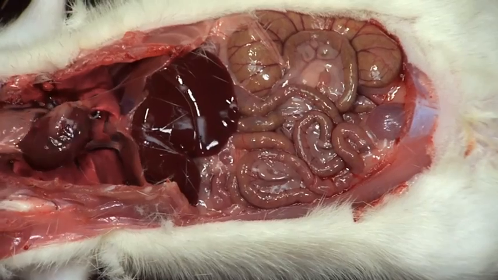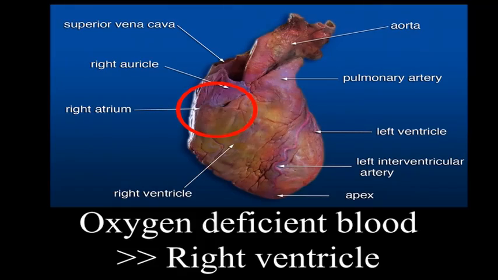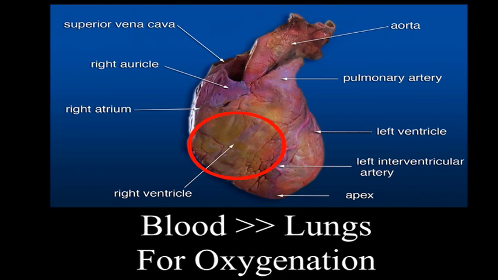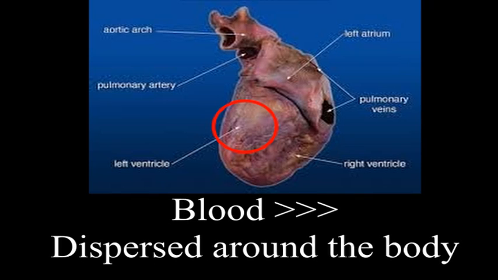The heart of the rat, much like our own, consists of 4 chambers and has the role of pumping blood around the body. The right atrium receives oxygen-deficient blood before pumping it to the right ventricle, which transports this blood to the lungs for oxygenation. The left atrium then receives oxygen-rich blood from the lungs and pumps it to the left ventricle, which disperses the blood around the body.